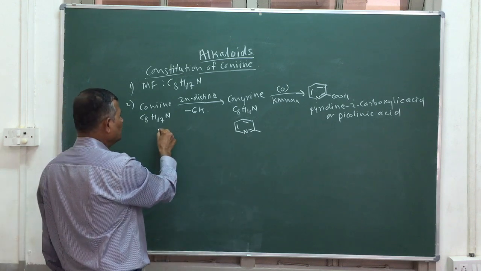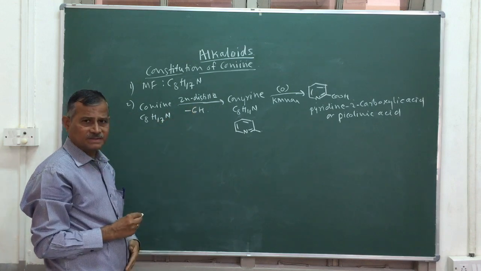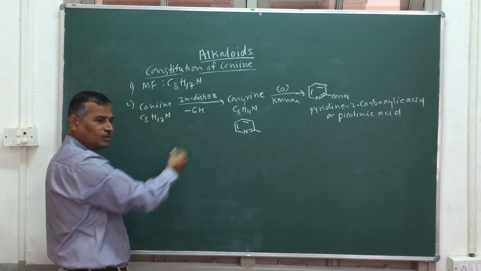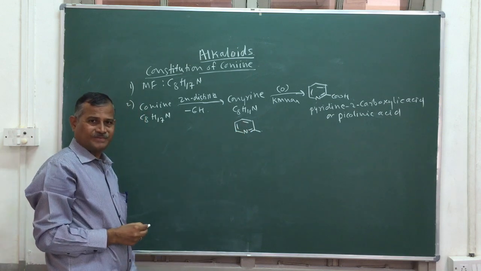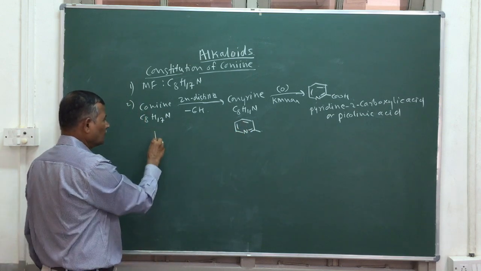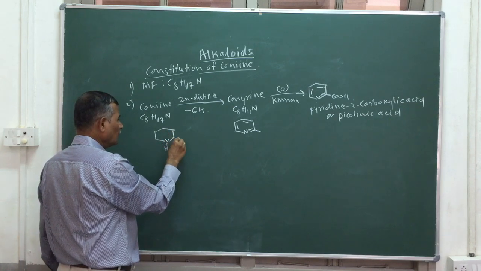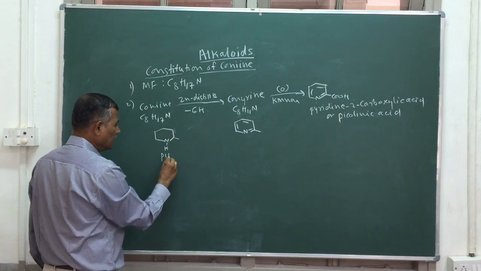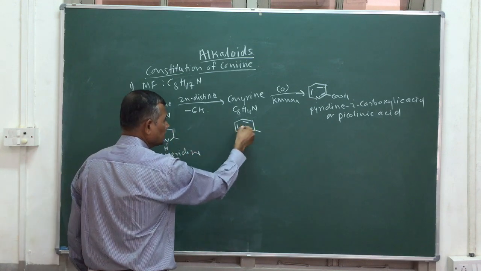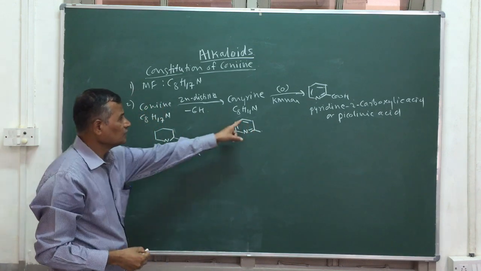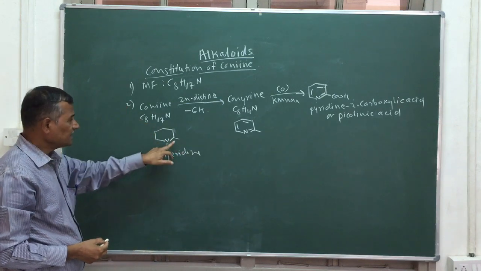Then what about this now? Here there are 6 hydrogen atoms fewer, because in the process of zinc dust distillation 6 hydrogen atoms have been removed. That means when you add 6 hydrogens, these 3 double bonds are reduced. So you are going to get a nucleus we already know, that is piperidine. Because you add these 6 hydrogen atoms, it is reduced and you get this piperidine nucleus with the side chain at the second position.